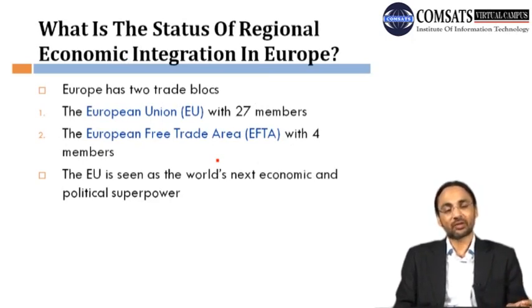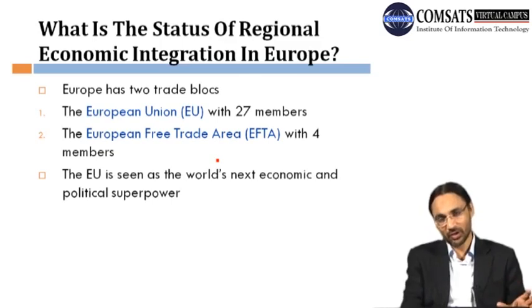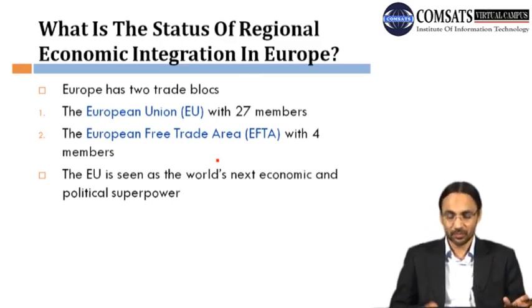Europe has two trade blocs. The first one is the European Union, which comprises 27 members. The next one is the European Free Trade Area, which comprises 4 members. The EU is seen as the world's next economic and political superpower because of regional economic integration and political union as well.